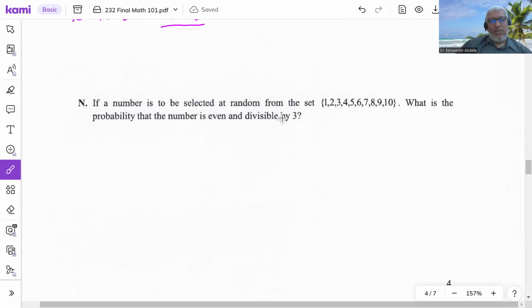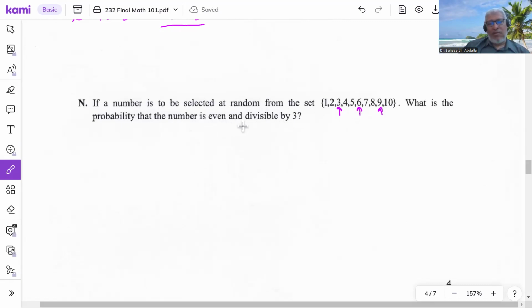If a number is to be selected at random from this set, what is the probability that the number is even and divisible by 3? Let us search about these numbers. How many numbers are divisible by 3? Well, I have 3, 6, and 9. 3, 6, and 9 are the only numbers divisible by 3 in this set.